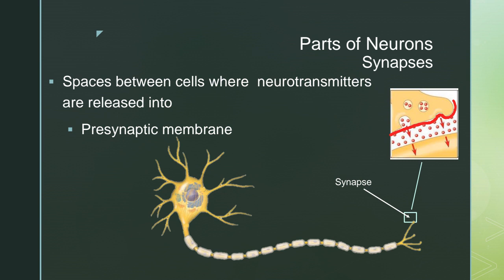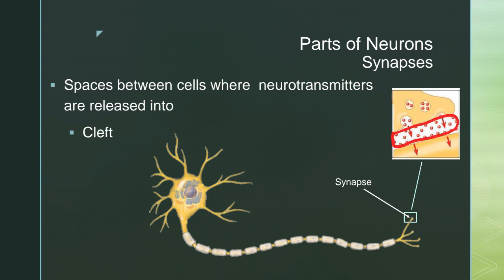So back to our synapses. So again, this is the space between cells or between neurons where the neurotransmitters are released into. And here we have what is called the presynaptic membrane. Because it's the cell that's sending the signal, it's presynaptic. And so this is the very edge, the very end of the terminal, called the presynaptic membrane.